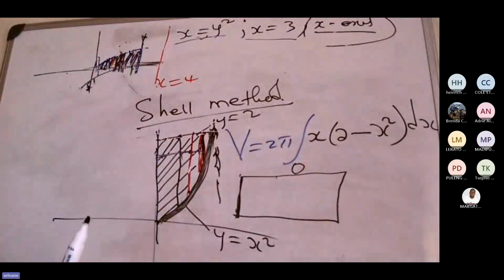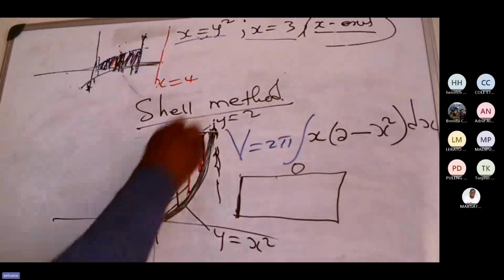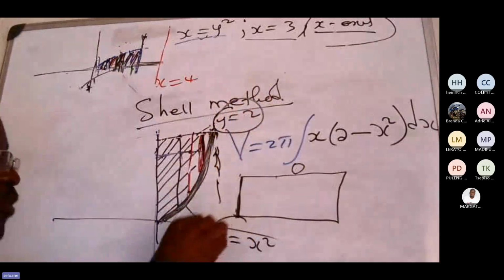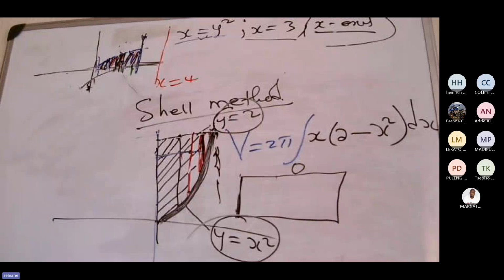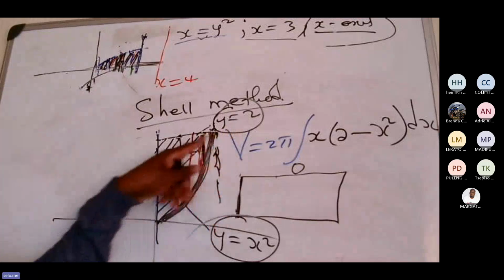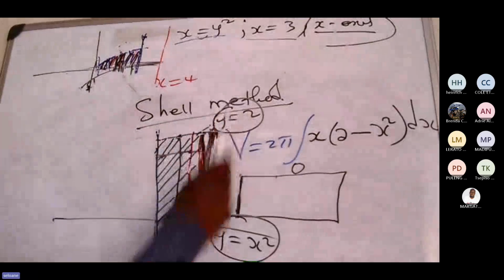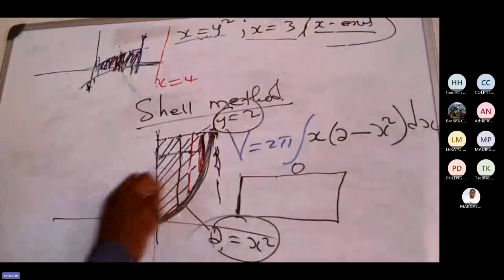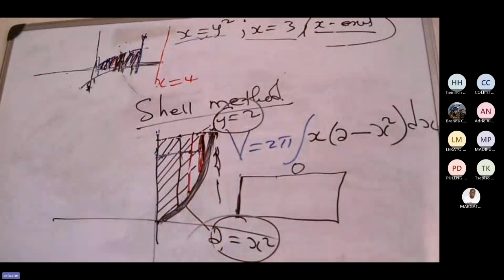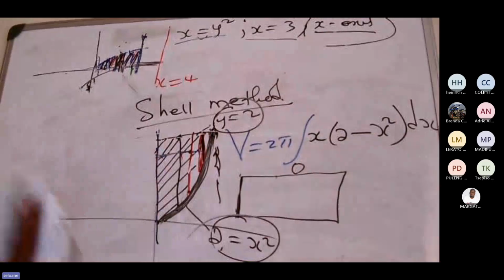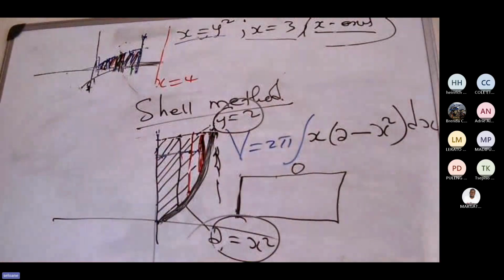Therefore, it will just be what? Simultaneous equations. Y equal to 2 and y equal to x squared. This is obvious. You replace what? Y by 2. Y is 2. You replace y here by 2. Now from there you calculate x. That's all. You just calculate x.